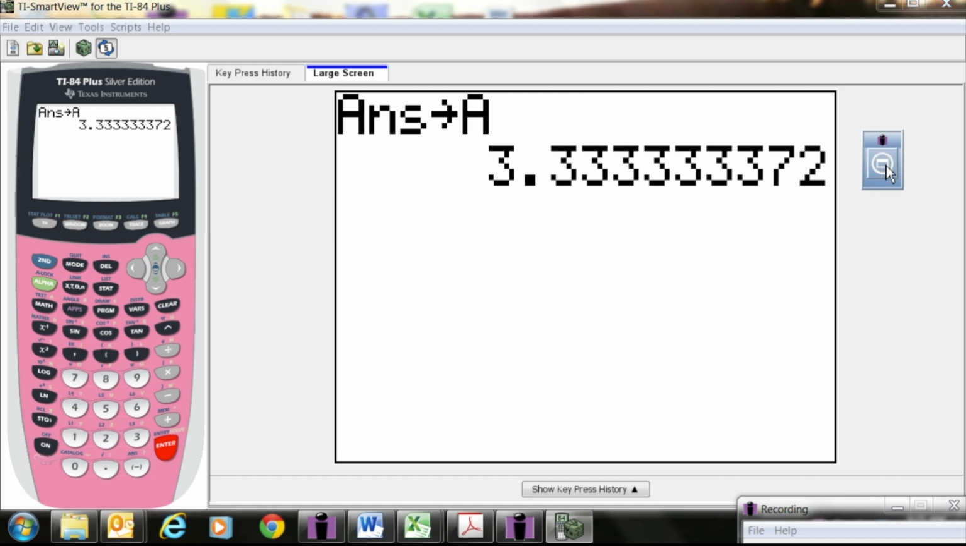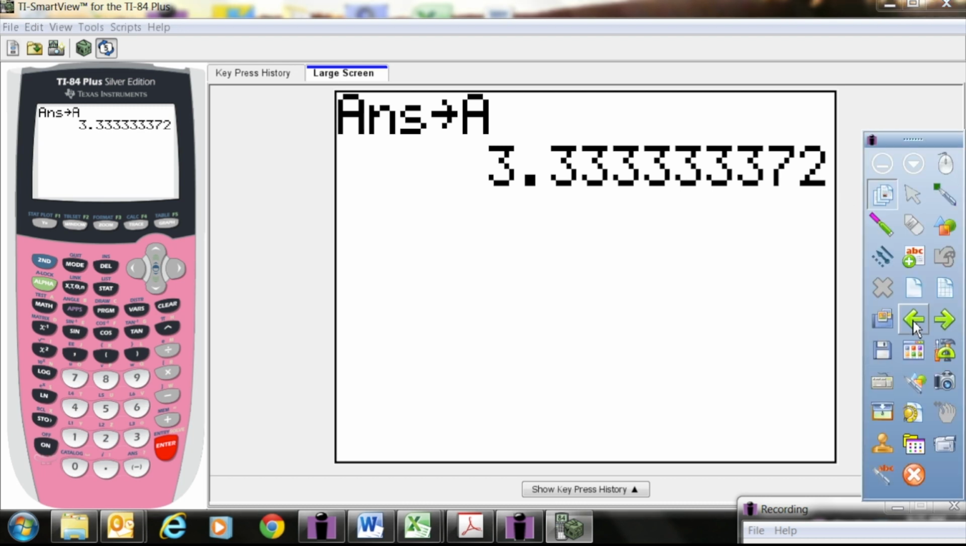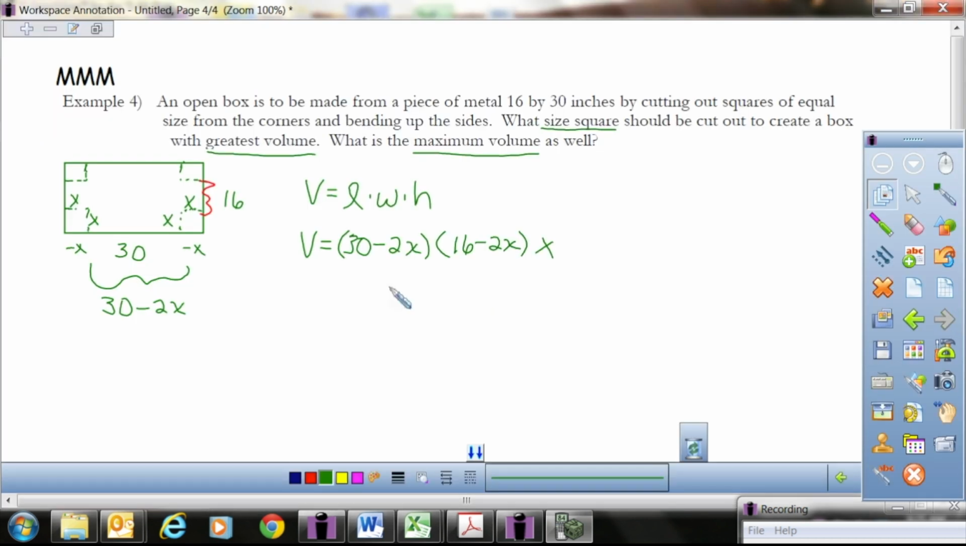And so let's go figure out where we are. Okay, so I know that V prime is equal to 0 when x is 3 1/3. So that's my size of squares that I need to cut out, right? And so I've answered that part. That's my size square, and it is in inches. That's my cutout. So now it says, what is the maximum volume?